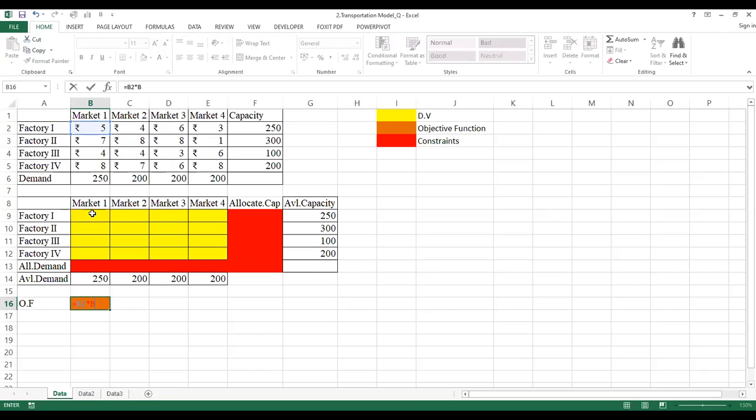It's very difficult, so better we'll use one function called SUMPRODUCT. Use this sum product and it will automatically multiply the different combinations. You have to give only two tables. This is the first table, comma, second table. That's it.